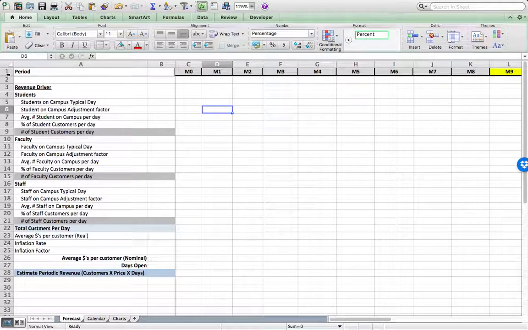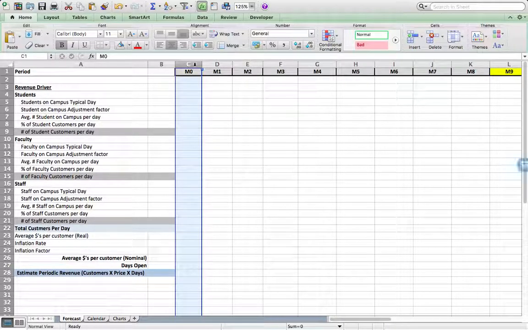First thing I've done, since I knew that I was going to have student, faculty, and staff kind of breakdowns, I've already created the labels for those. Then down here I have a total number of customers per day where I just add up my individual numbers of customers from each category. I have the average price in real terms. Then I have my inflation factor so that I can get to a nominal price. And I have the number of days open per period. And then lastly, I'll just combine it all, right? Number of customers times price per customer times days per period to get the periodic revenues.